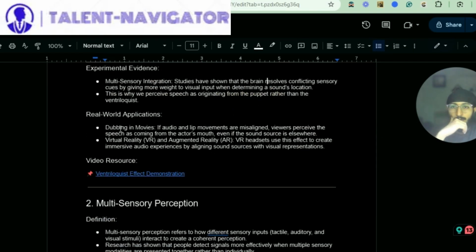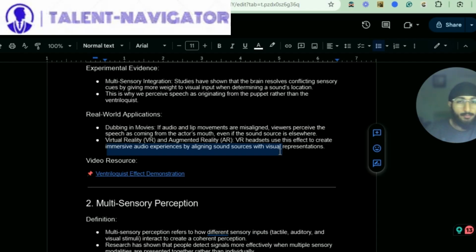Okay, so dubbing in movies, real-world applications. If audio and lip movements are misaligned, viewers perceive the speech as coming from the actor's mouth, even if the sound source is elsewhere. Virtual reality and AR, augmented reality. VR headsets use this effect to create immersive audio experiences by aligning sound sources with visual representation.